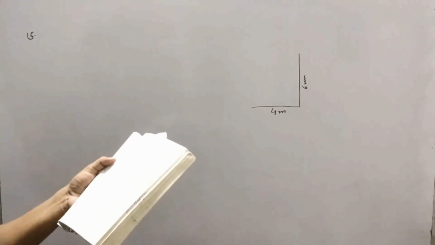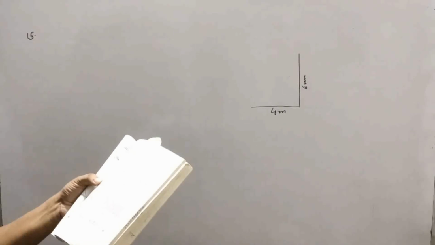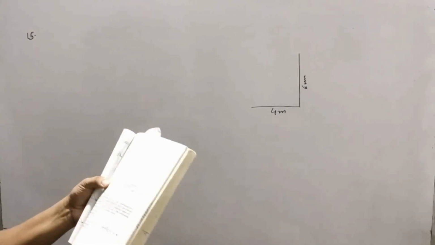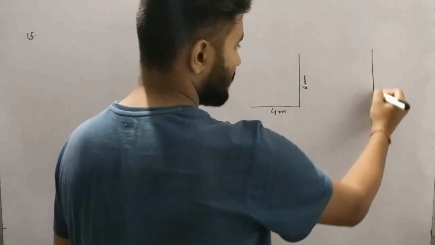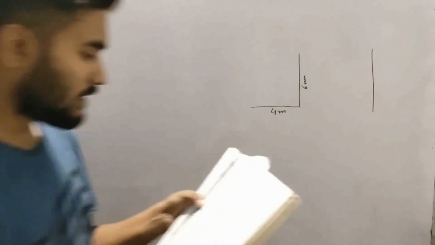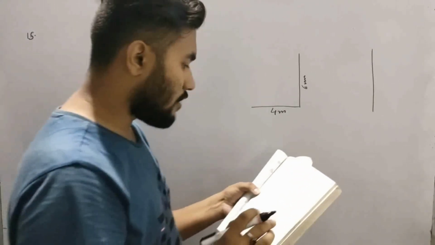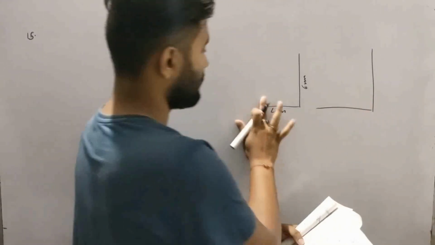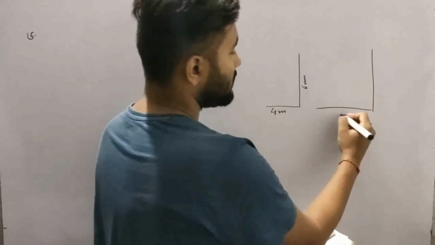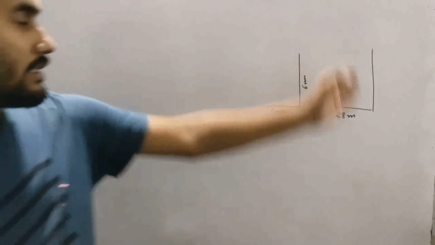And at the same time, a tower casts a shadow 28 meter long. Another tower is there. At the same time, the tower casts a shadow of 28 meter long. Find the height of the tower. So you have to find the height of the tower.